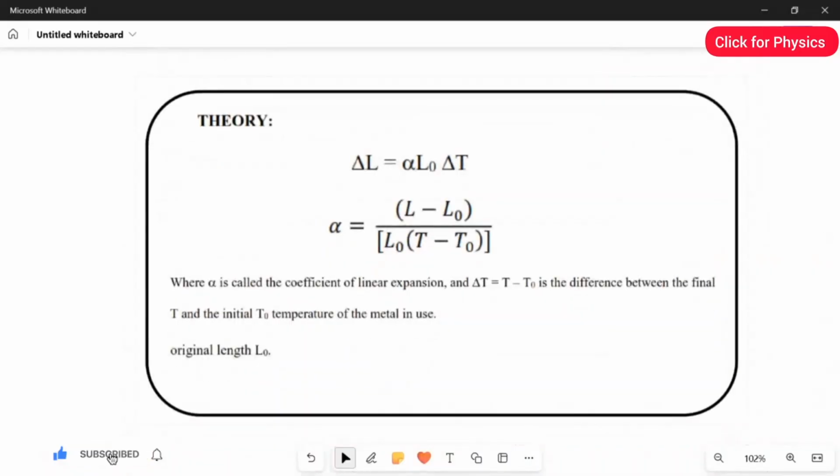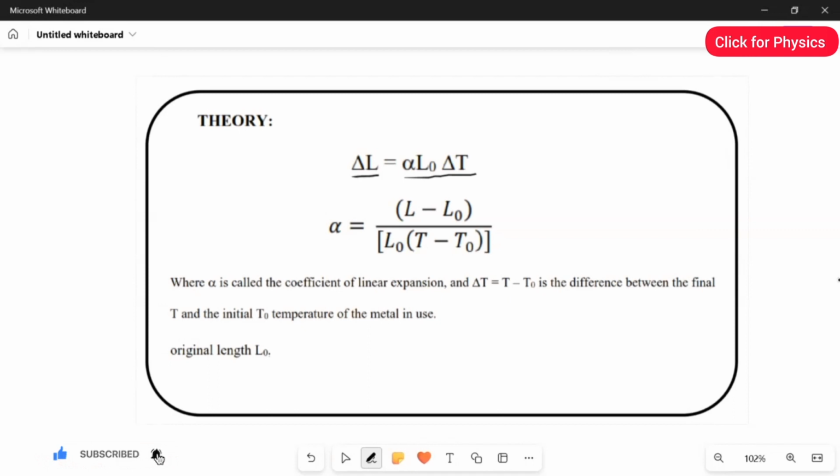Okay, now we have to see what is the theory we are going to use in this experiment. The theory used in this experiment is nothing but the linear expansion relation. As I already mentioned earlier, the linear expansion relation is given by delta L equals alpha multiplied by L naught multiplied by delta T, where delta L is the change in length, delta T is the change in temperature, and L naught is the original length of the rod or material.